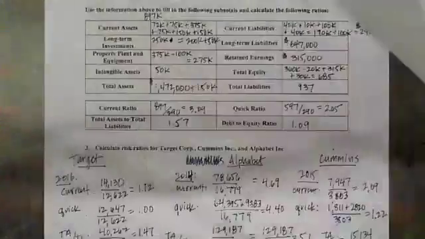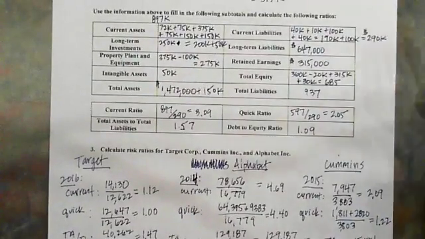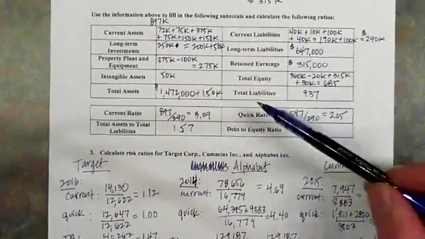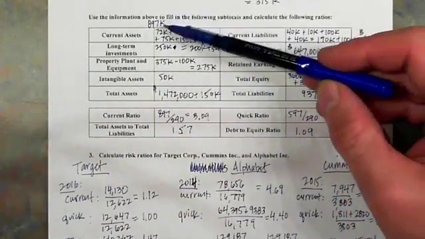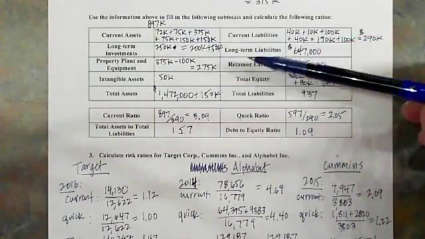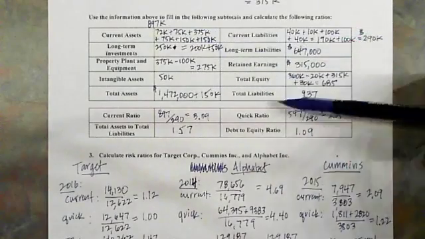So remember that. And then you simply take the ratios that you've calculated up here. It becomes rather simple once you have them. 897 is current assets divided by current liabilities of 290.